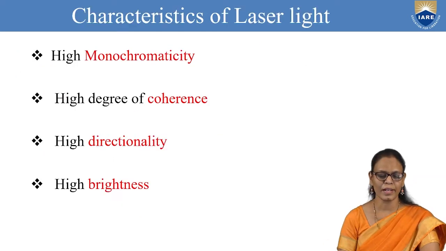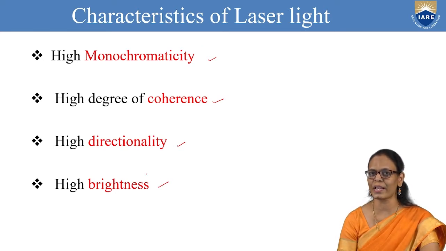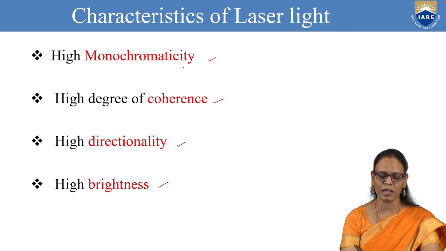Now coming to the characteristics of laser light. Laser is highly monochromatic. It has a high degree of coherence, high directionality, and is very bright. All these four characteristics of laser make it very important and also very useful. We are going to discuss each characteristic in detail.